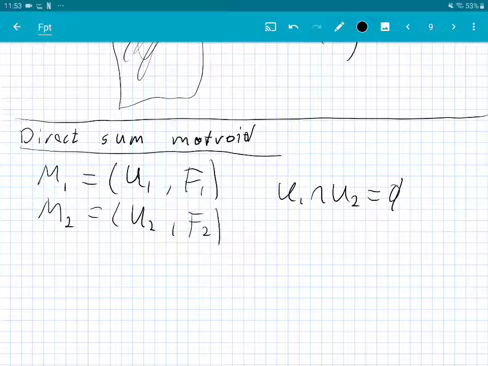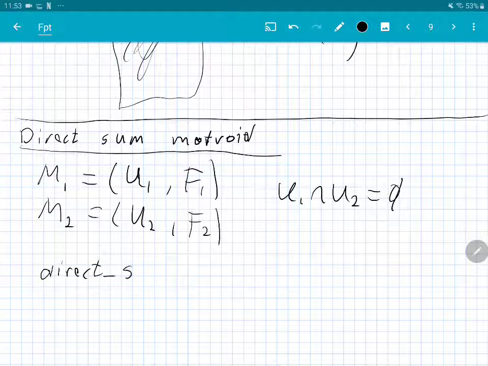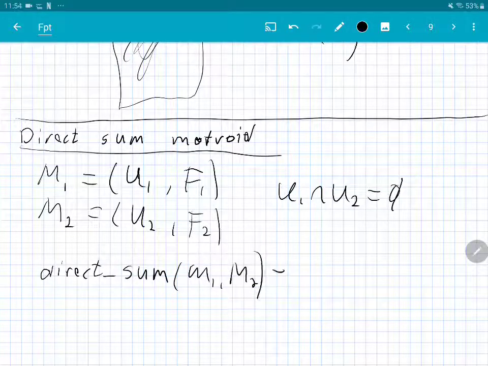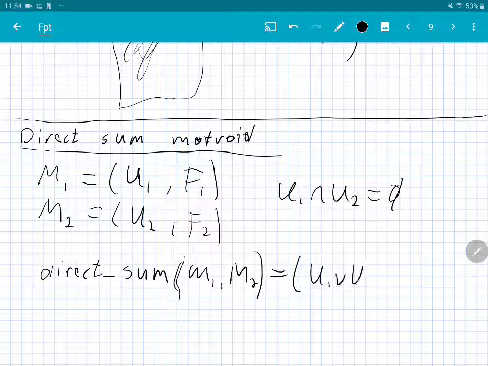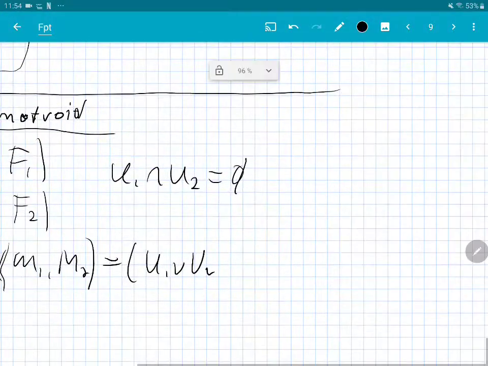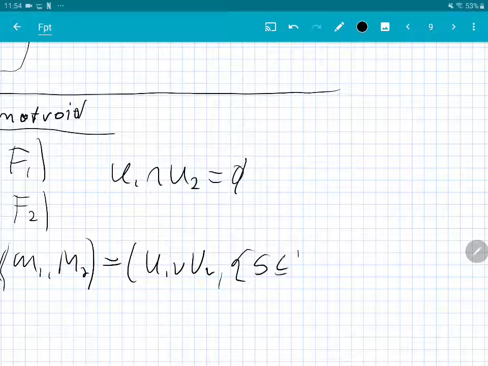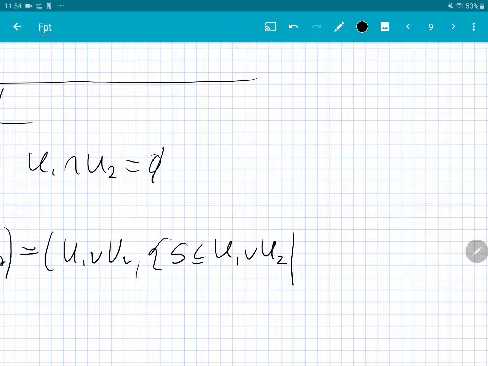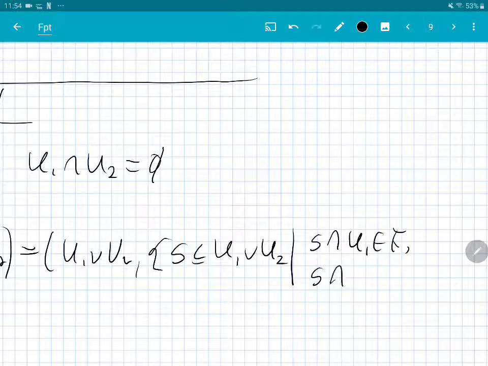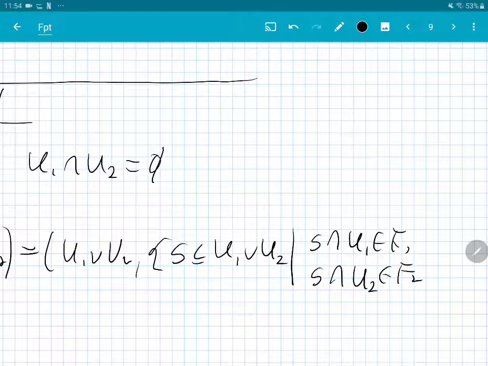So let's call it the direct sum of the two Matroids, M1 and M2. And I guess you probably just use the O-plus notation, but okay. And the direct sum is just the Matroid over U1 union U2, where a subset S of U1 union U2 is in the Matroid only if S intersection U1 is in F1 and S intersection U2 is in F2, right?